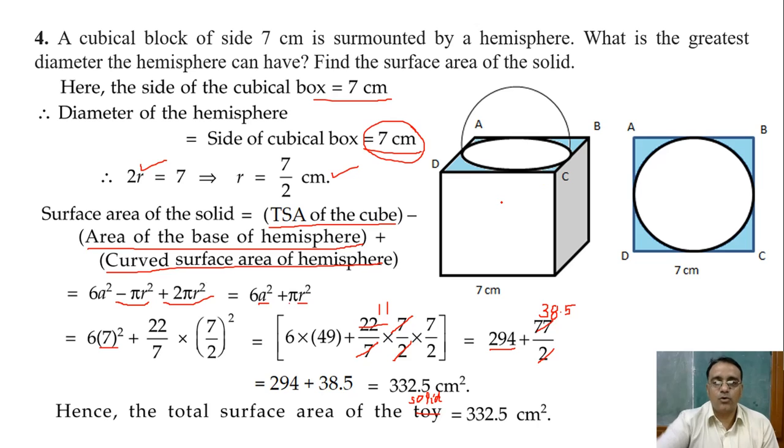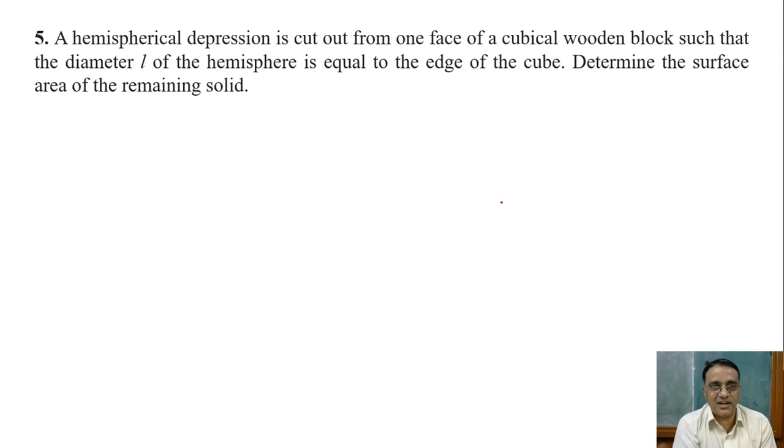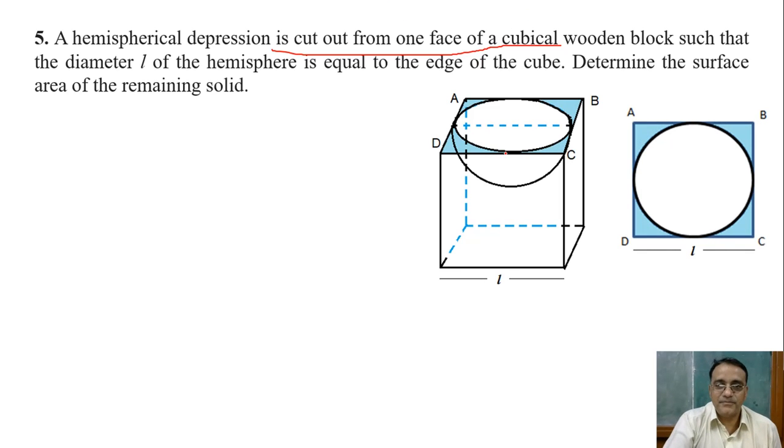फोर्थ क्वेश्चन में हम लोग ऊपर हेमिस्फीयर रखे हैं। अभी यहाँ पे क्या कर रहे हैं? हेमिस्फीयर का डिप्रेशन कट कर रहे हैं। A hemispherical depression is cut out from one face of a cubical wooden block. ऊपर से कट कर दिए। तो हम लोग को कुछ ऐसा मिलेगा। देखो ये हम लोग यहाँ से यहाँ तक कट करके निकाल दिए, ये समझ में आ रहा है? सो ऊपर का जो व्यू है वो सेम वही मिलेगा जो हम लोग को पिछले क्वेश्चन में मिला था। क्लियर है?